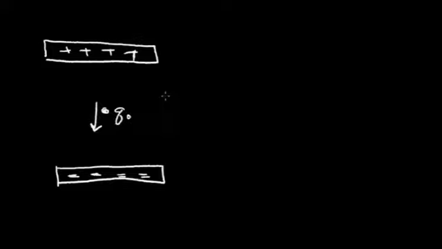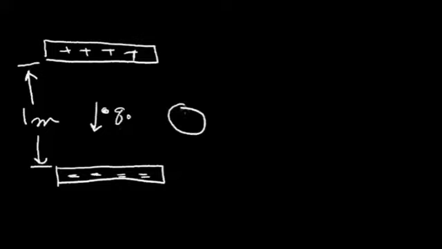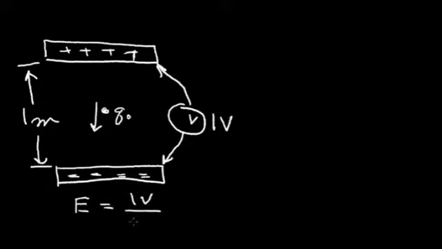Now we said that the electric field is measured in volts per meter. So let's assume that the distance between these plates is 1 meter. And let's presume that we have a voltmeter that I'll call V, and we measure the voltage from this negative plate to the positive plate. And let's presume that we measure 1 volt. In this case, the electric field is equal to 1 volt per meter.